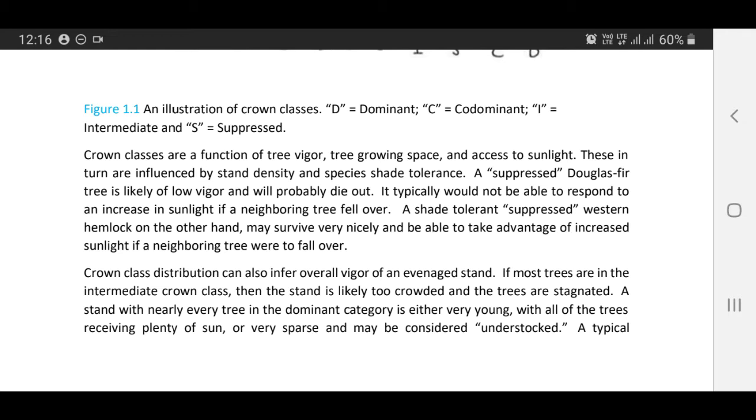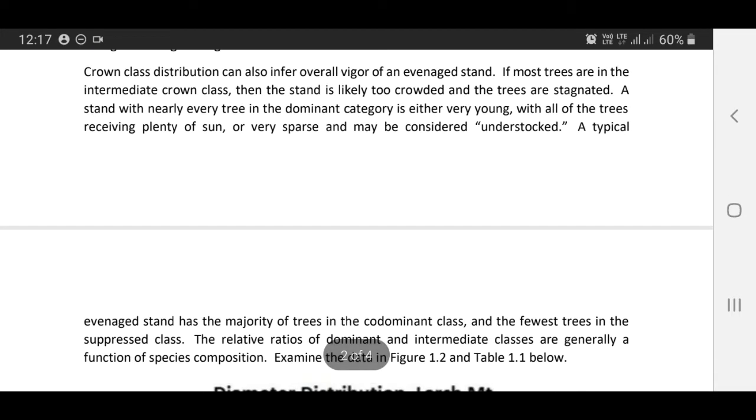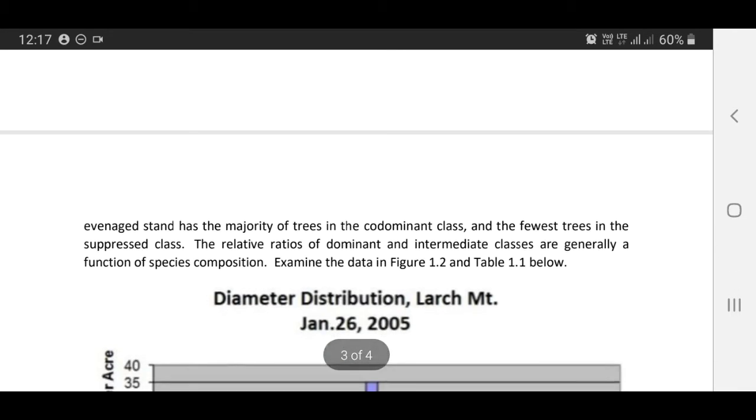Crown class distribution can also indicate the overall health of an even age stand. If most trees are in the intermediate crown classes, then the stand is likely too crowded and the trees are stagnated. A stand with nearly every tree in the dominant category is either very young, with all of the trees receiving plenty of sun, or very sparse and may be considered understocked. A typical even age stand has the majority of trees in the codominant class and the fewest trees in the suppressed class. The relative ratios of dominant and intermediate classes are generally a function of species composition.